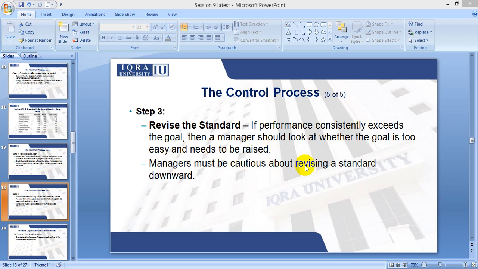A manager must be cautious about revising a standard downward. If you are going towards lowering a standard, then obviously it's a risk, because you are going to change the whole mechanism. And definitely you should be very sure of what circumstances you can bear if you face any trouble. So that's why it's a very cautious step, that you need to be very assertive and very cautious while doing this.